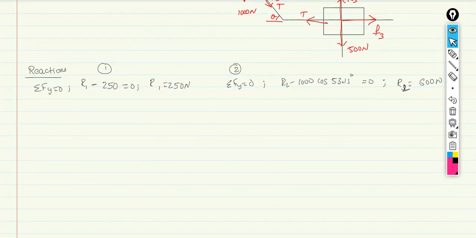Coming to block 3, sigma Fy is equal to 0, because there is no motion in vertical direction; we have motion in horizontal direction. That's why sigma Fy is equal to 0. Upward force R3 is positive minus downward force is negative, so it is equal to 0. So R3 is equal to 500 Newton. So similarly, frictional forces.